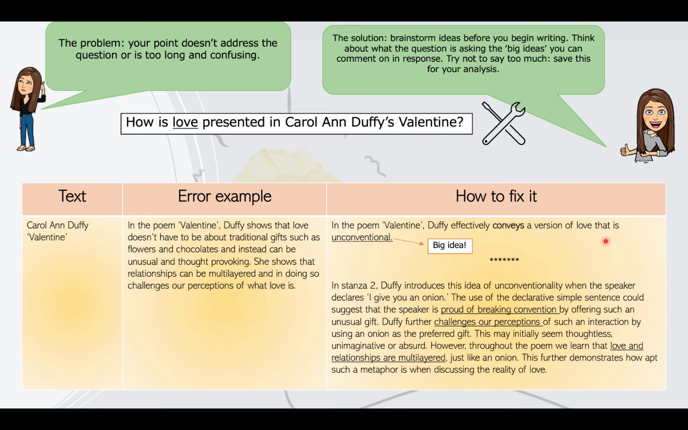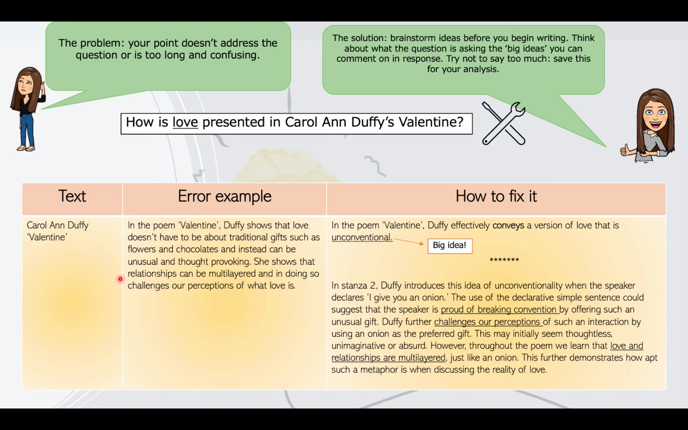This is a poetry example, and the question is, how is love presented in Carol Ann Duffy's Valentine? So we'll start with the error example. In the poem Valentine, Duffy shows that love doesn't have to be about traditional gifts such as flowers and chocolates, and instead can be unusual and thought-provoking.